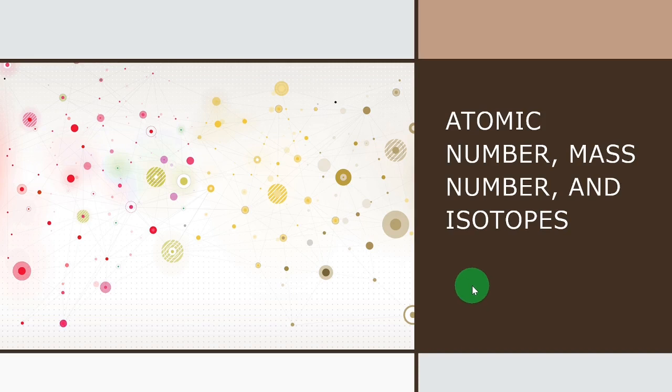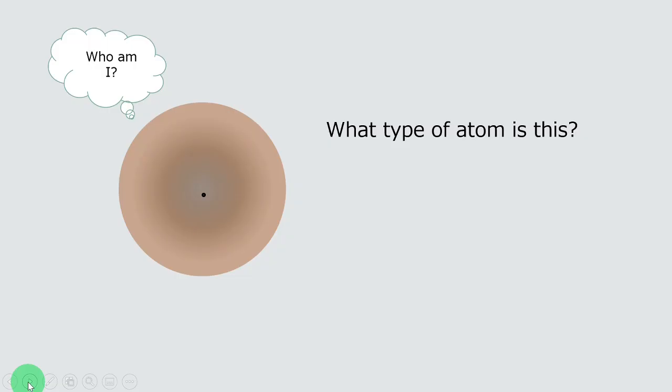Okay, now let's talk about the atomic number, mass number, and isotopes of atoms or elements. If I gave you an atom, how would you know what kind of atom it is? How does an atom of hydrogen differ from an atom of oxygen? Well, it turns out that the number of protons in an atom's nucleus define which element it is.